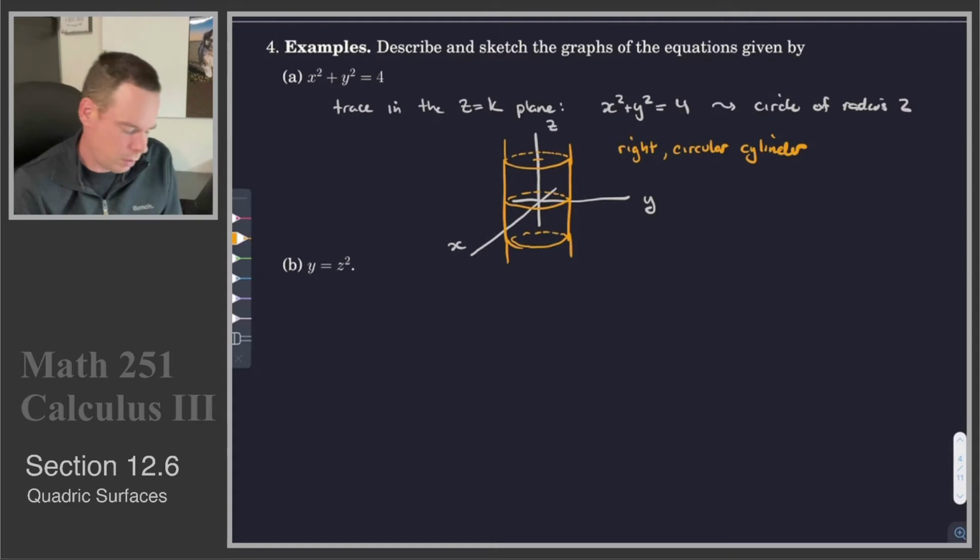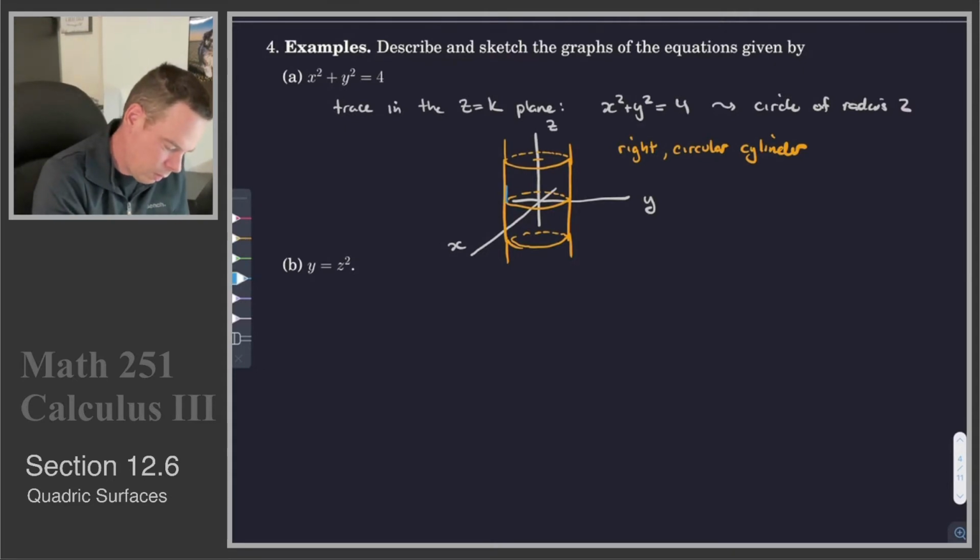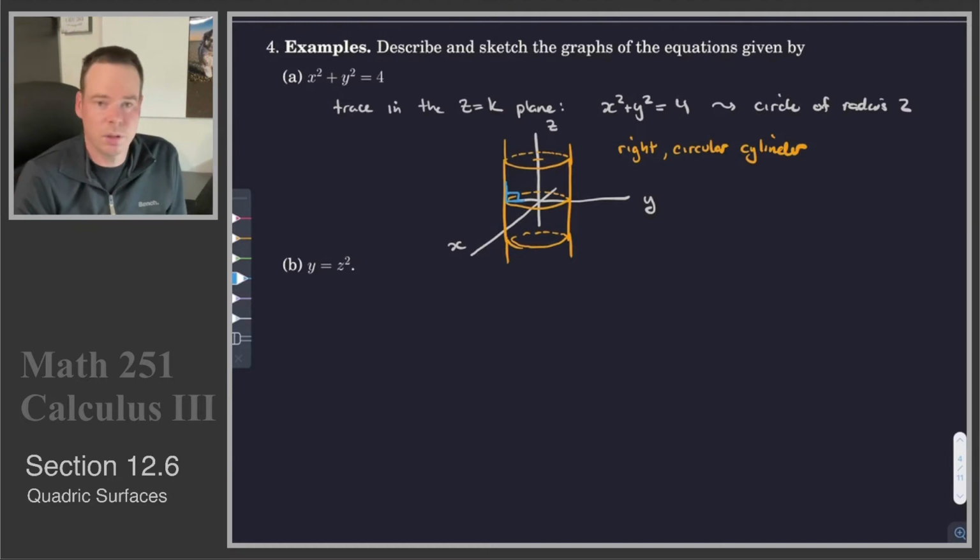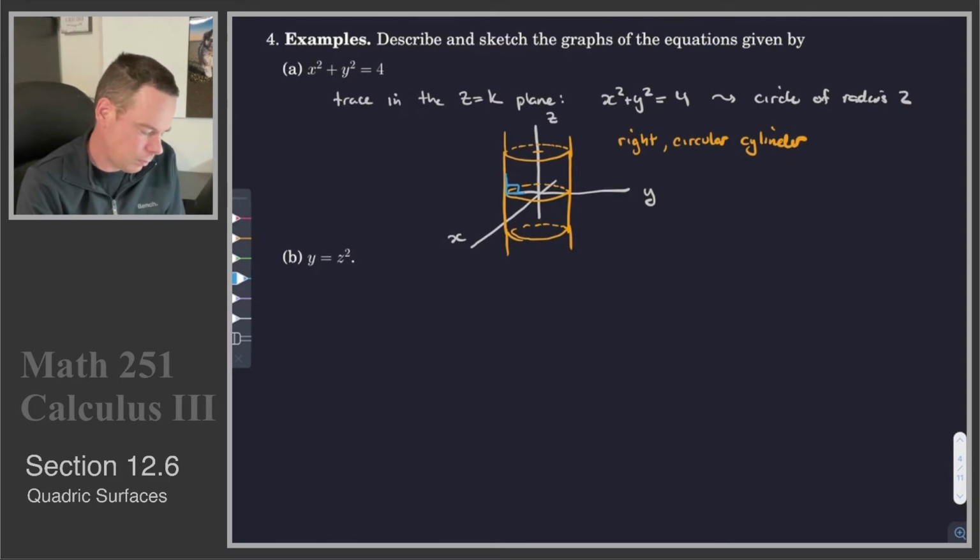The right referring to the fact that there's a right angle between the side and the plane that the circle lives in. Circular because the cross sections are circles, and a cylinder because it satisfies the definition of a cylinder. Let's have a look at the next example.